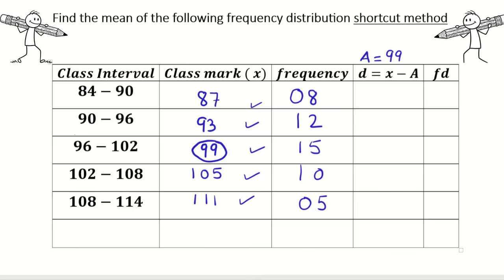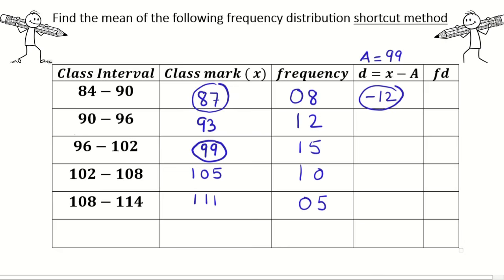What we will do? Okay, D means deviation. So how is this deviating? Now 87 is deviating from my assumed mean. So what I will do? What is the deviation? It is 87 minus 99. So that comes to how much? 87 minus 99 comes to minus 12. Meaning if someone assumes this, he or she is minus 12 far away from me.